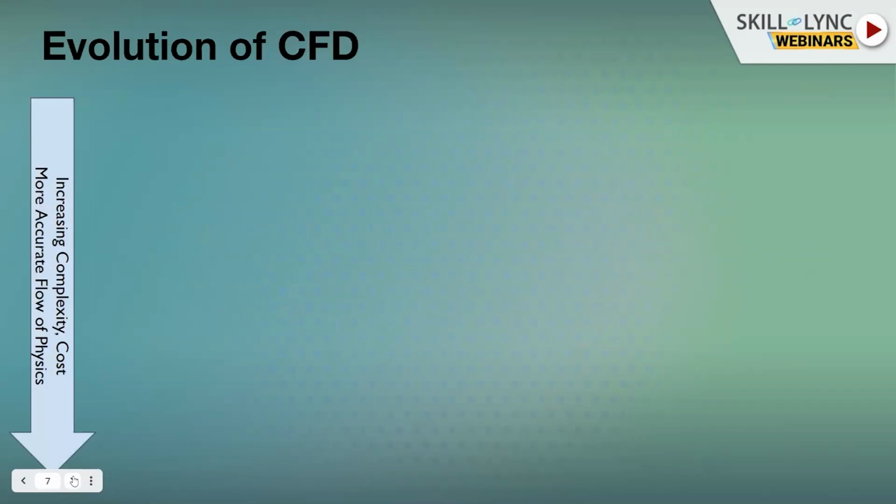Okay, so this one is talking about the evolution of CFD. The arrow mark indicates how the complexity of modeling increased over time, and the accuracy of the flow physics or the cost. So when the accuracy increases, the cost also increases.